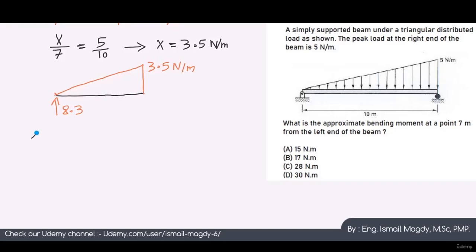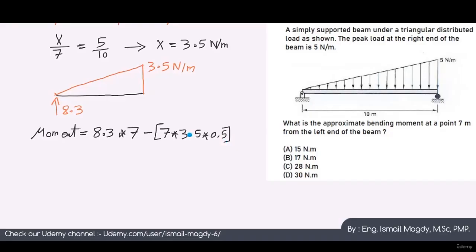So the moment will equal the following, which is 8.3 multiplied by 7. This is going in this direction, minus the moment due to the distributed force, which is going in the other direction. That's why we put it with a negative sign. Minus 7 multiplied by 3.5 multiplied by 0.5.